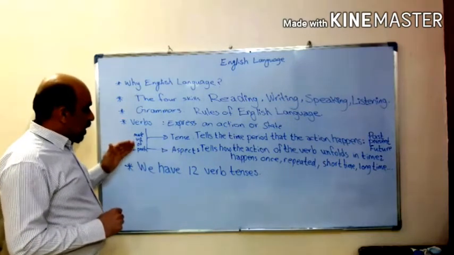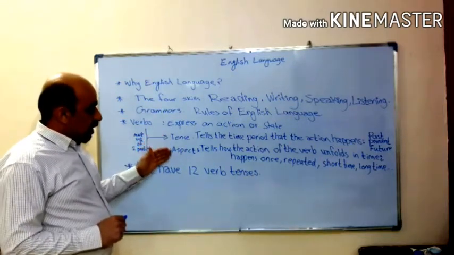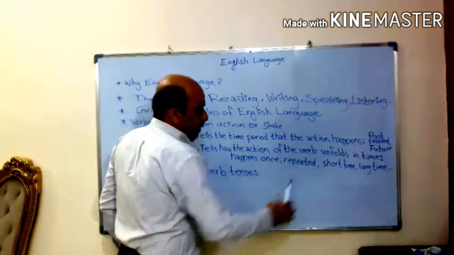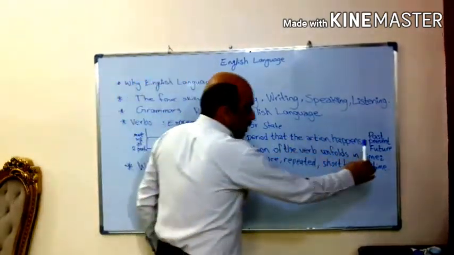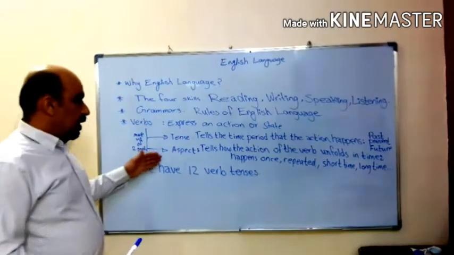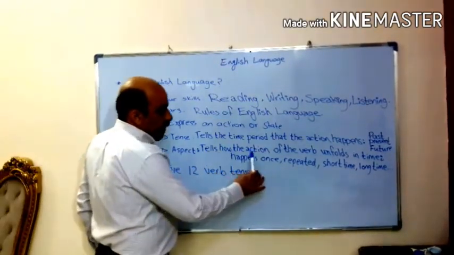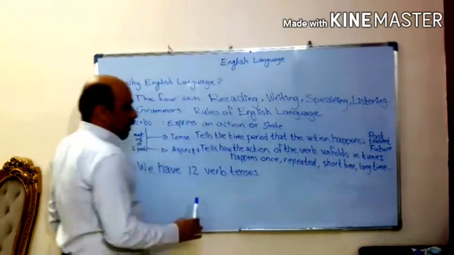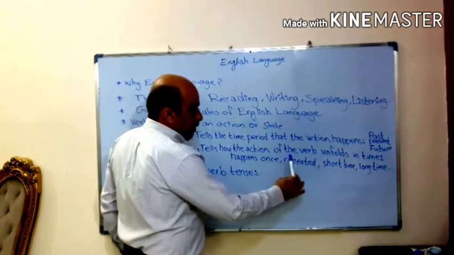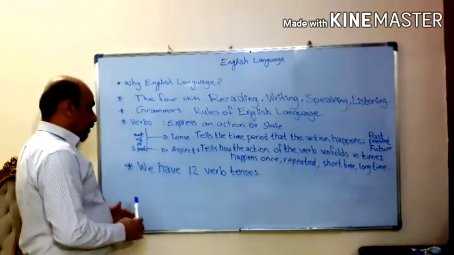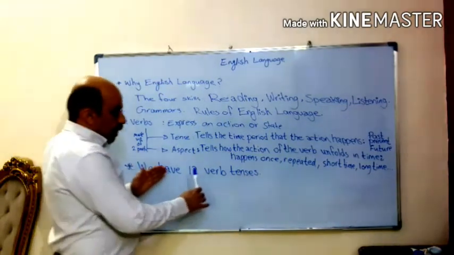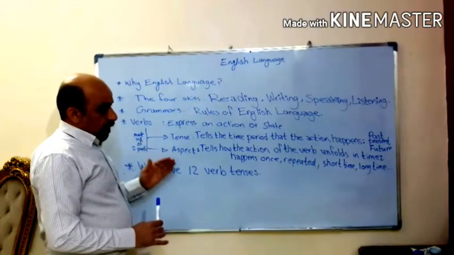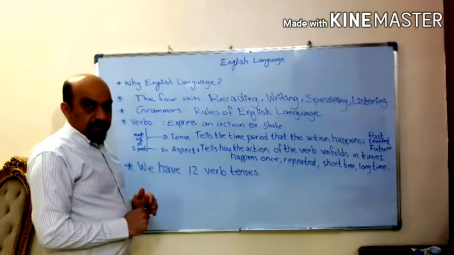Verbs are made up of 2 parts: tense and aspect. Tense tells the time period in which the action happens, for example, the past, present, future. And aspect tells how the action of the verb unfolds in time, extends in time. For example, it happens once, repeated, short time, long time. All in all, we have 12 verb tenses, and I am going to give you all these 12 verb tenses.